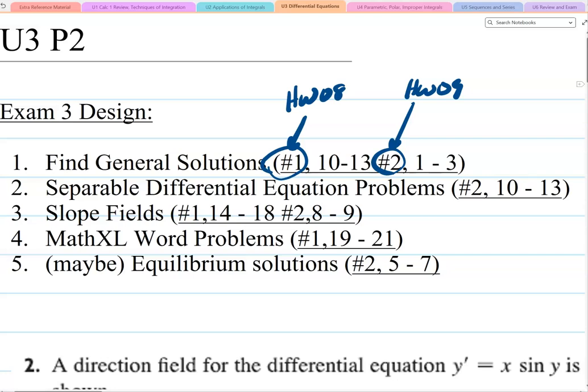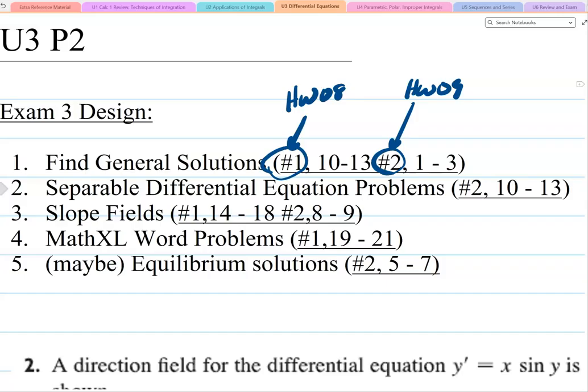So we only had 2 homework assignments this unit. That was homework 8 and 9 in Math Excel. So if you're looking at my notes that say number 1, that's really referencing homework number 8, and number 2 references homework number 9. So I'll ask you to find general solutions to differential equations. I'll ask you to find solutions to separable differential equations. So those are a little bit more complicated than the initial general solutions that we had. A lot of times we'll give you initial values there as well when working on problems like number 2.